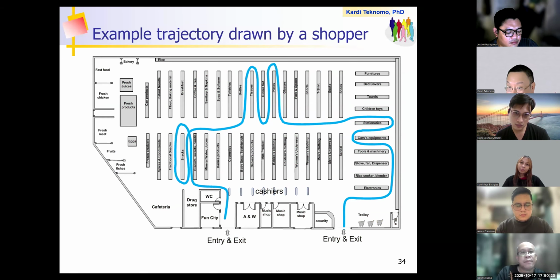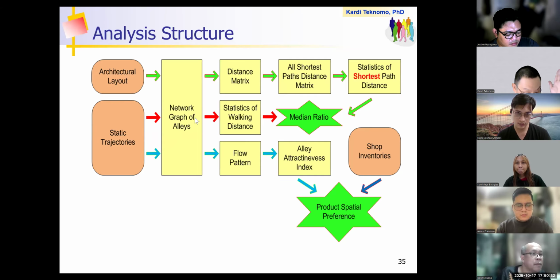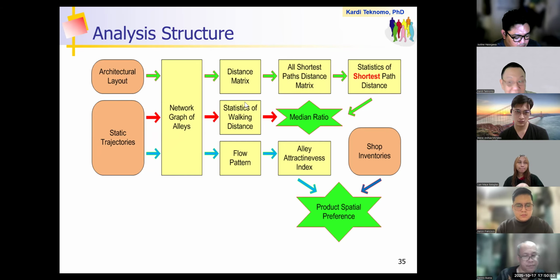And this is the structure of the study. We get the layout, and we also get the data, which is the static trajectory. The same steps as in the tutorial a while ago: we draw the network graph, compute the distance matrix, and then compute the shortest path matrix. From there you can get the statistics of walking distance, and also the flow pattern.